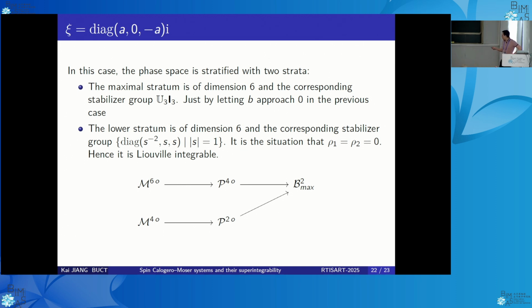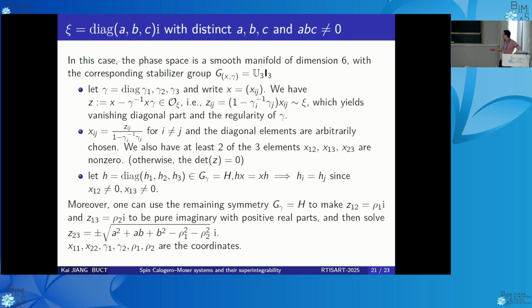So dimension 4, in fact, means that these 2 variables disappear. In general, we have 6 variables as coordinates, and the last part, the spin variables, rho 1 and rho 2, disappear.